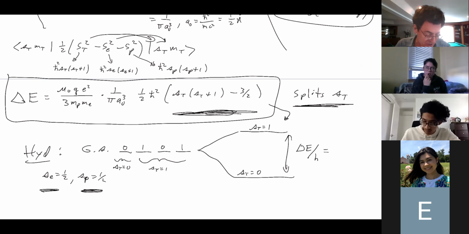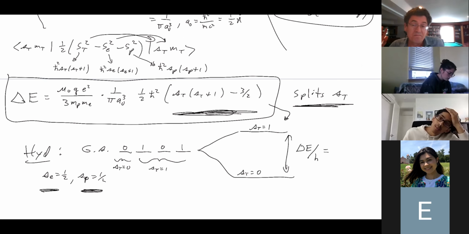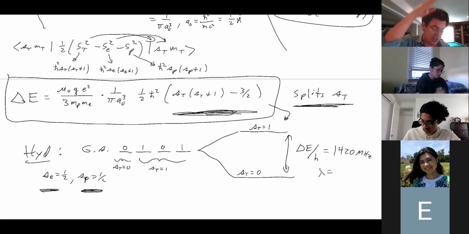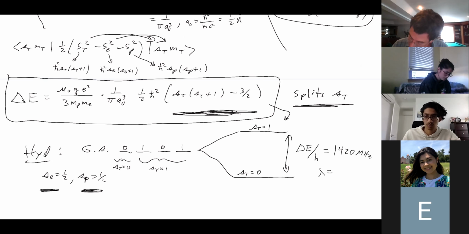Does anybody know what the frequency is? Just thought I'd ask. It's 1420 megahertz, which corresponds to a wavelength of the electromagnetic radiation. Does anybody know what that wavelength is? I think it's 21 centimeters. That's right. So this is the famous 21 centimeter line from astronomy.